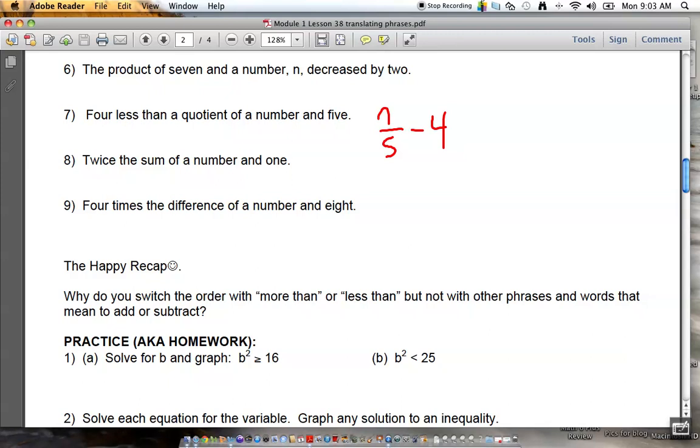Twice the sum of a number and 1. This is careful. You gotta be careful on this. Right. It's twice the sum, so 2 parentheses n plus 1.